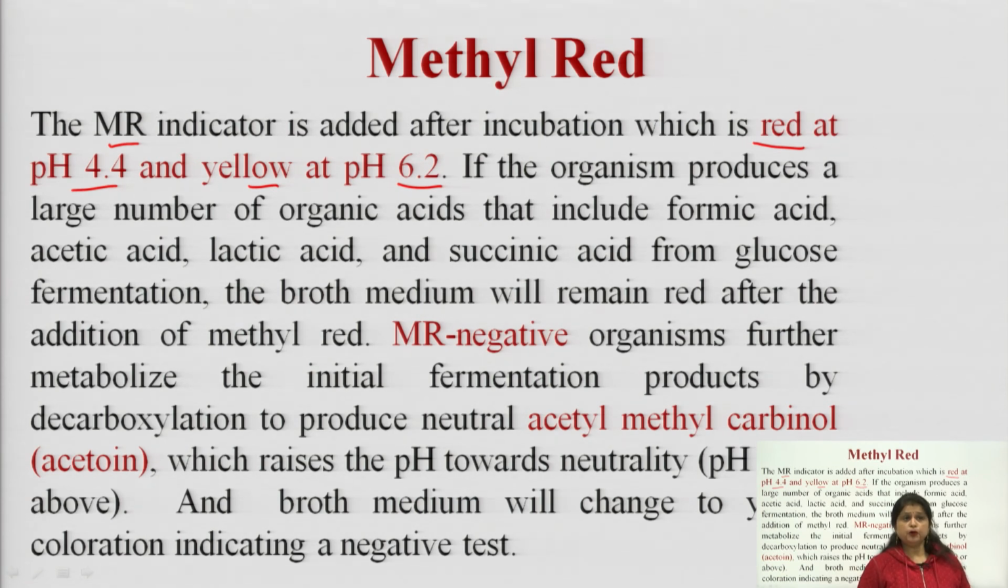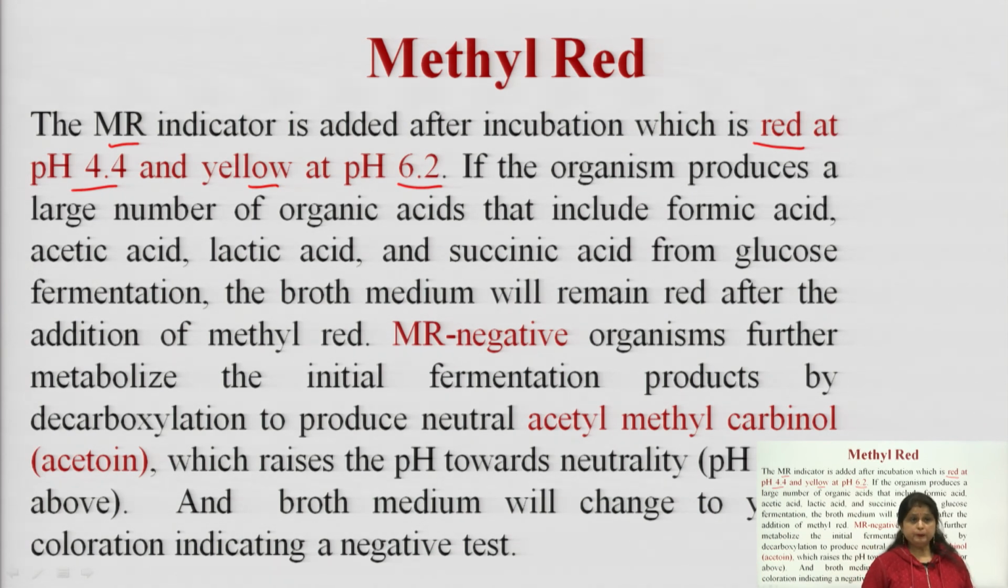If the organism produces a large number of organic acids, like formic acid, acetic acid, lactic acid, or succinic acid, then that acidic environment after fermentation will be analyzed with the help of methyl red. But what will happen in case of an MR negative microorganism, the bacteria which give negative results for methyl red? The preparation will not turn red, or it remains yellow, the color it already had.